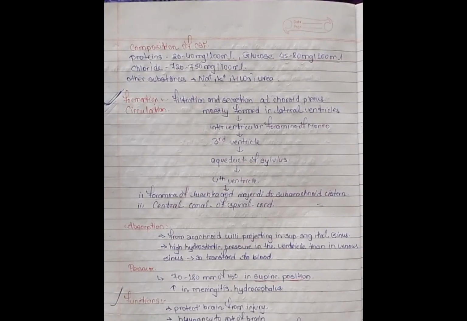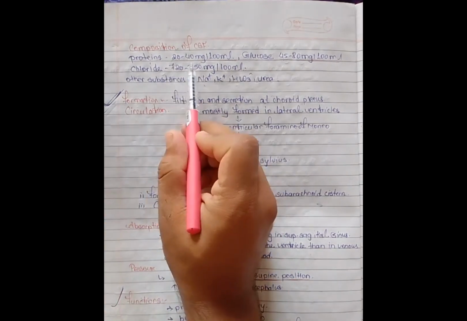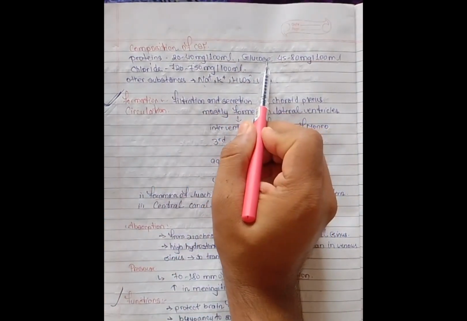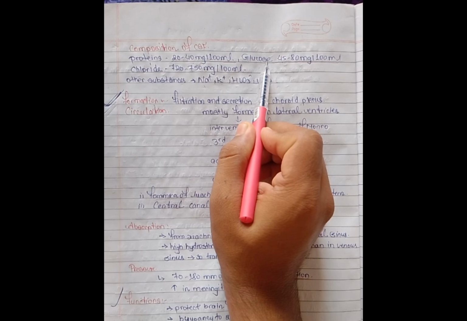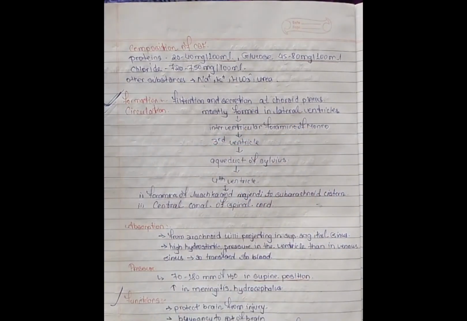In today's topic, we are going to discuss the CSF. At first, we are going to discuss the normal composition of CSF. It consists of protein 20 to 40 mg per 100 ml of CSF, glucose 45 to 80 mg per 100 ml of CSF, chloride 720 to 750 mg per 100 ml of CSF, and other substances like sodium, potassium, bicarbonate, and urea are present.